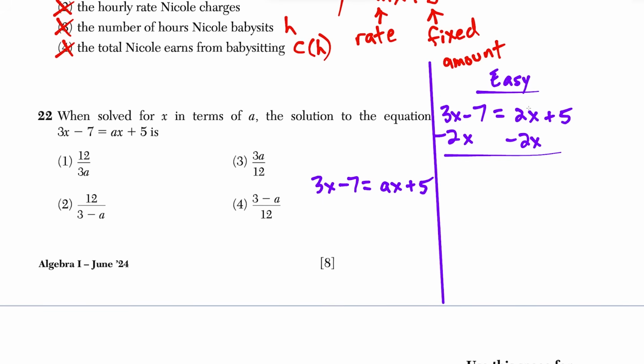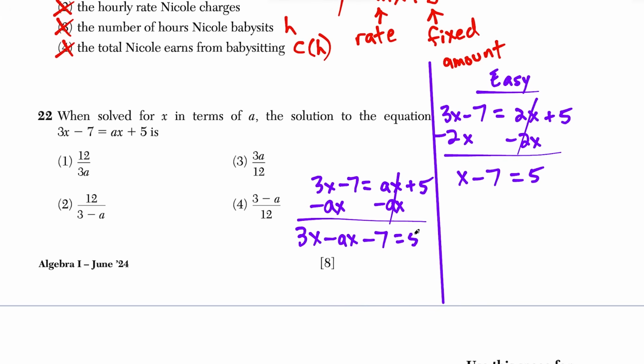So notice here that the 2x minus 2x cancels, and 3x minus 2x is x, and I get minus 7 equals 5. The problem with literal equations is that when we do minus ax on both sides, these terms don't actually combine to 1. We actually have to leave this for now as 3x minus ax, and then minus 7 equals 5. Okay, but I'll show you in a moment how to deal with this.